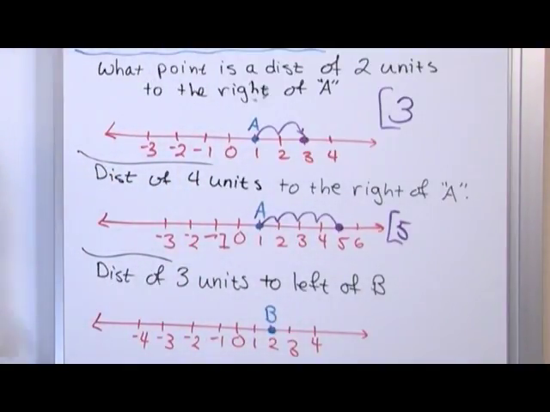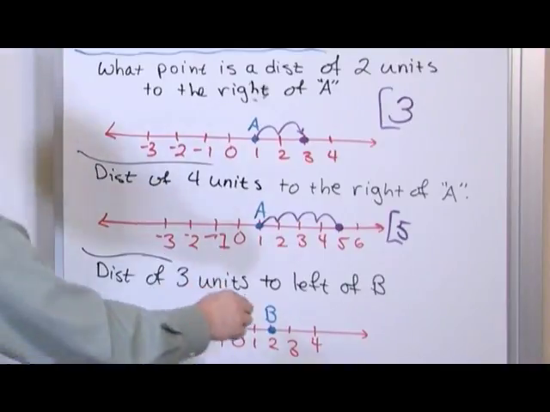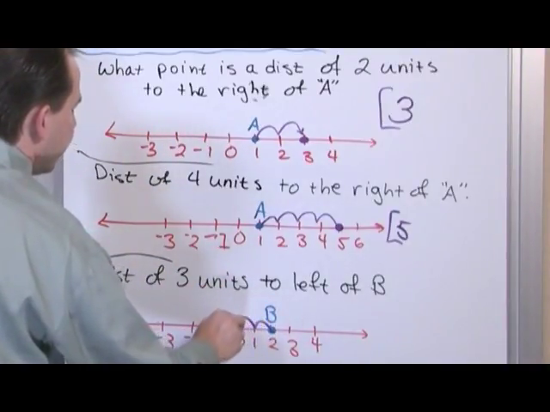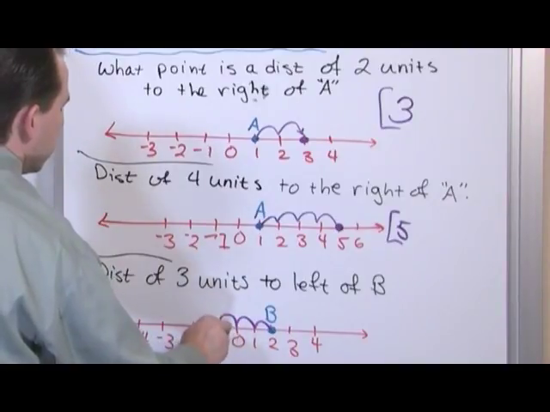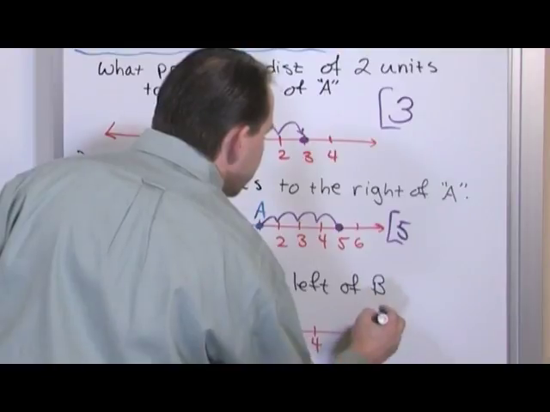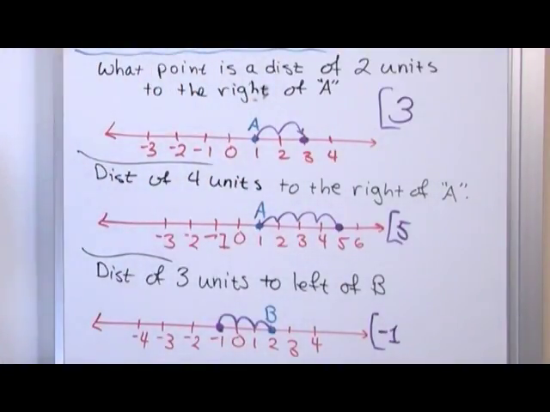So the way you do that is just like you would think. You start at B and you count 3 units, but instead of going to the right, you go to the left. 1, 2, 3. So you landed on negative 1. So a distance of 3 units to the left is going to land you on negative 1.